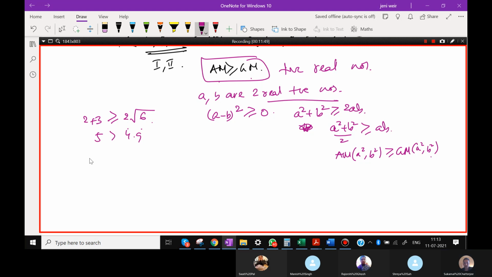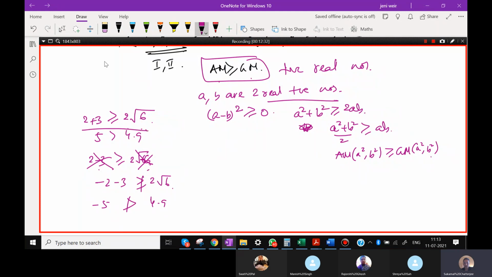But if I take 2 minus 3, this is definitely not greater than 2 root 6. And the second thing is, if I take 2 minus 3, this becomes minus 6 under the root, which is not a real number. So this is not applicable if one of them is negative. Clear? Yes, sir. If both of them are negative, minus 2 minus 3 is not greater than 2 root 6. It is actually minus 5 and this is 4.9. So this is not greater than. Clear? So this is only applicable when both numbers are positive.